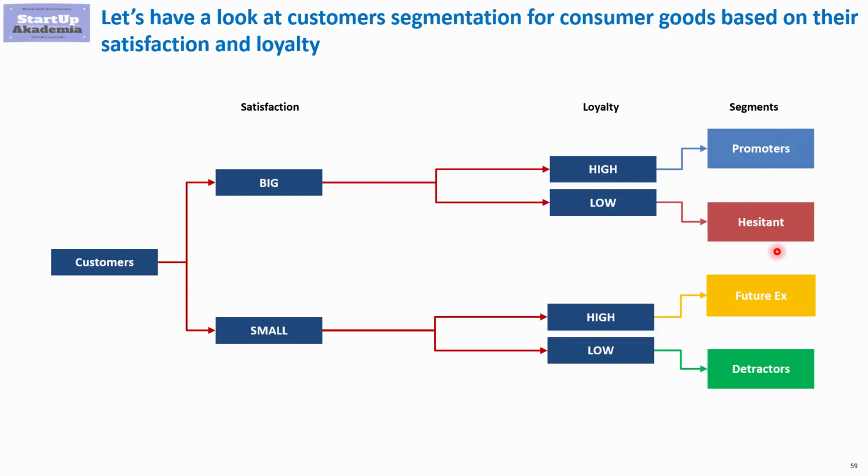Then we will have hesitant customers. So their satisfaction is big, but they are considering other products as well. Then we will have people who may leave our company. So they are currently not satisfied with the product, but generally speaking, they were pretty loyal customers. And finally, we will have detractors. So people who are not satisfied with the product, they are not loyal, and most likely they will not only not use our product, but also recommend others not to use it. So this sort of segmentation you can do using 2 things around the behavior of the customer.